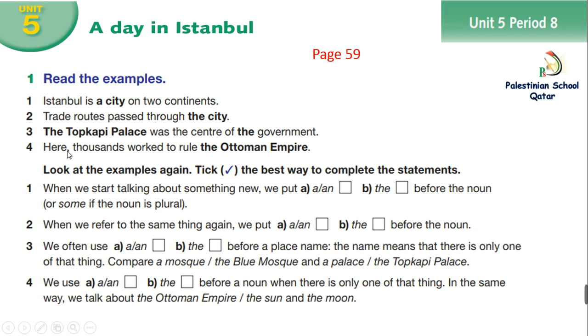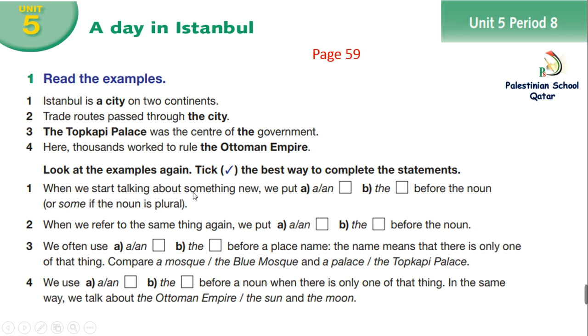Here, number 4. Here, thousands worked to rule the Ottoman Empire, a famous empire. They put it with the Ottoman Empire. Now, look at the example again and take the best way to complete the statements.